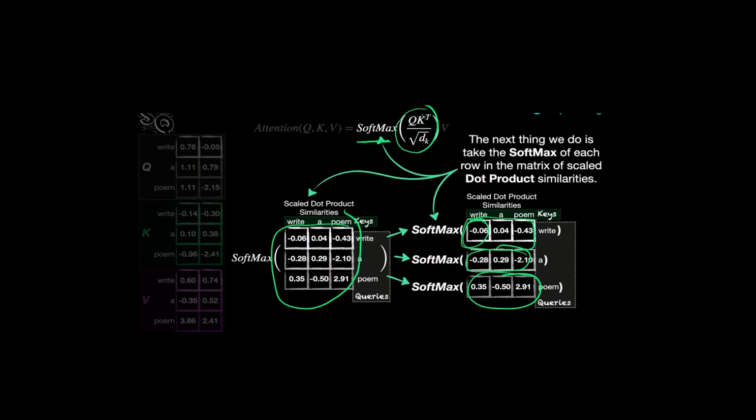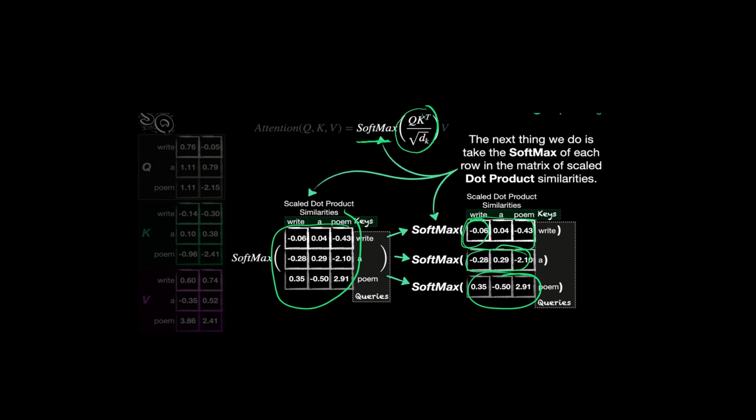What does this represent? Let's say our tokens are A and poem. The value 0.36 indicates that the token A is 36% related to itself. The value 0.24 shows that it is 24% related to the token poem. Similarly, the value 0.40 indicates that poem is 40% related to itself.